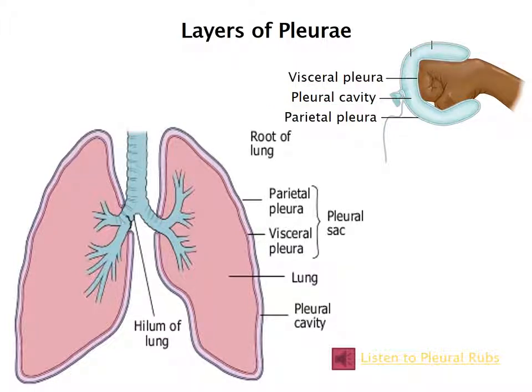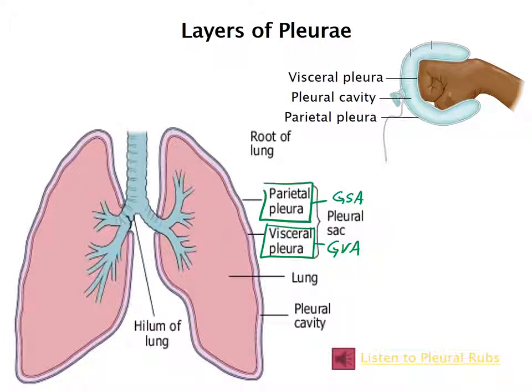Let's talk more about the differences between parietal and visceral pleura, specifically in regards to their innervation. Parietal pleura is innervated by general somatic afferent fibers, whereas visceral pleura is innervated by general visceral afferent fibers. This means that parietal pleura is more sensitive to pain than is visceral pleura.